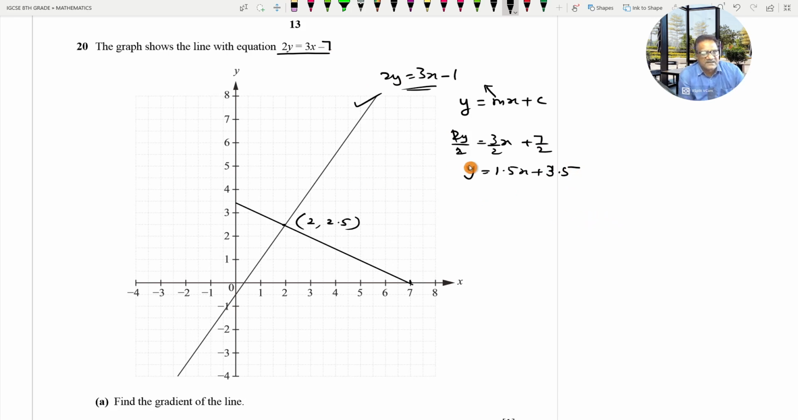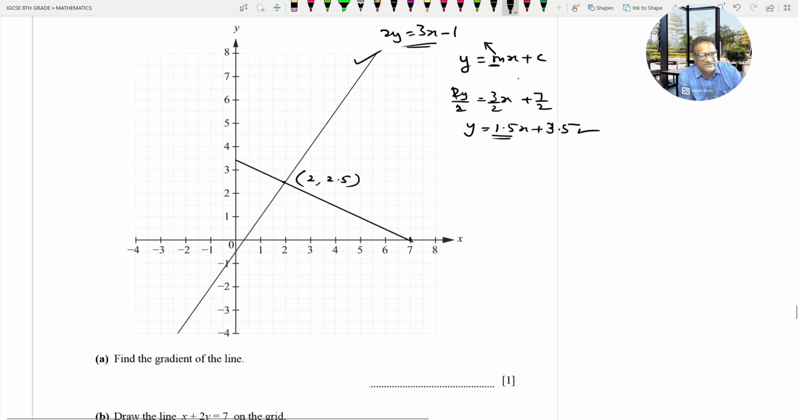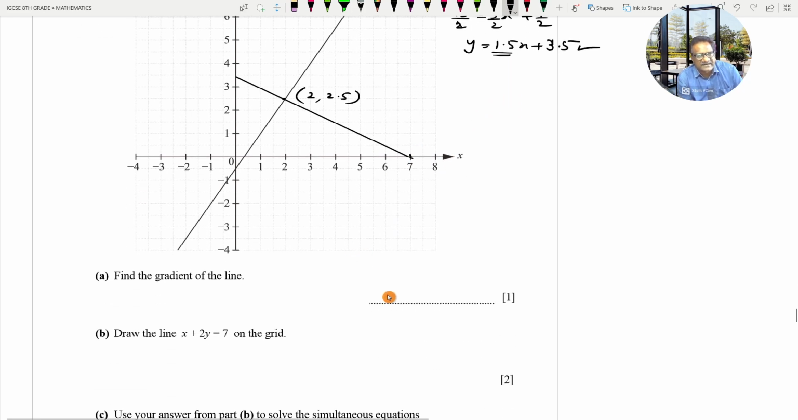So now you can see that this equation 2y equal to 3x minus 1 I have converted into y is equal to 1.5x plus 3.5. Now here, if you compare this equation with this, you get m is equal to 1.5, which is the gradient. So the gradient answer you can write here as 1.5, the value of m, or the coefficient of x.